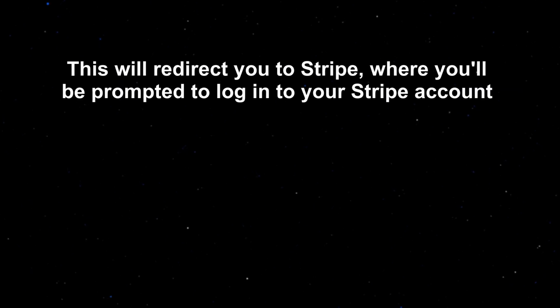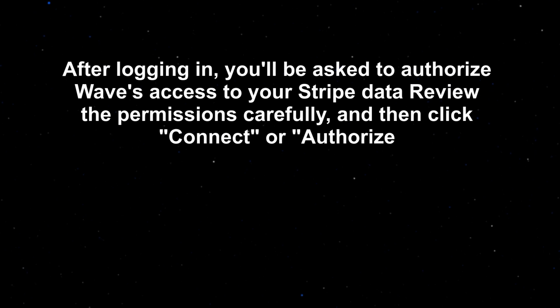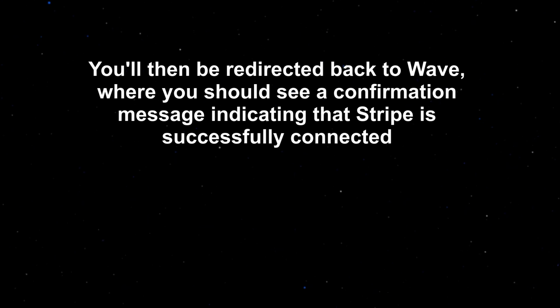This will redirect you to Stripe, where you'll be prompted to log into your Stripe account. After logging in, you'll be asked to authorize Wave's access to your Stripe data. Review the permissions carefully, and then click Connect or Authorize. You'll then be redirected back to Wave, where you should see a confirmation message indicating that Stripe is successfully connected.